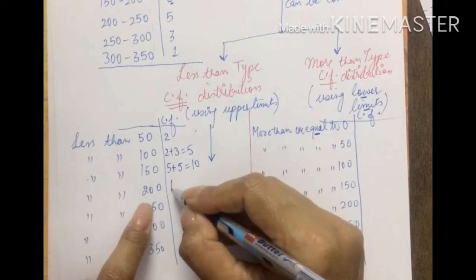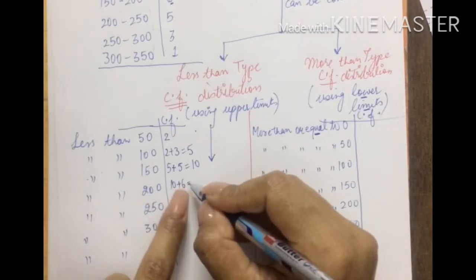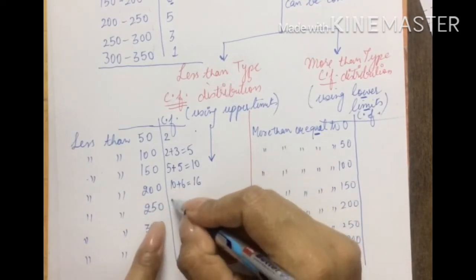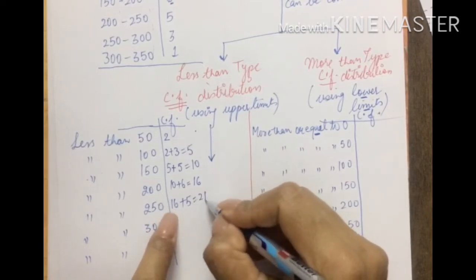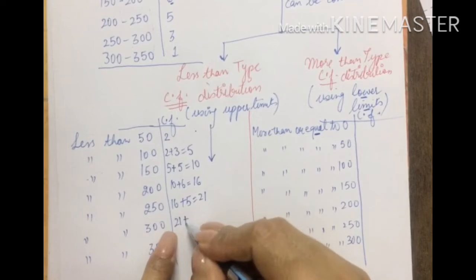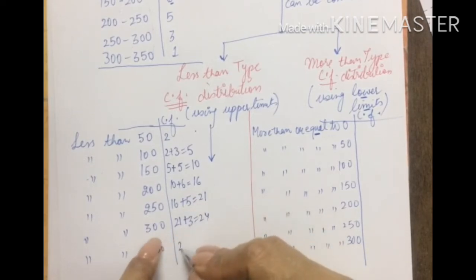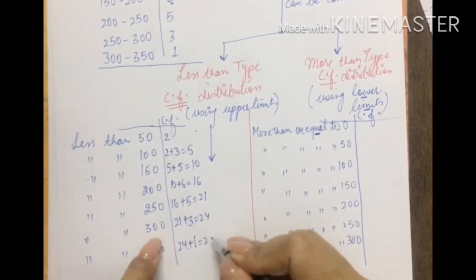So 10 plus the next observation is 6. The next frequency is 6. This becomes 16. Adding the next frequency to 16, 21. Adding the next frequency is 24. Then adding the next frequency is 25.